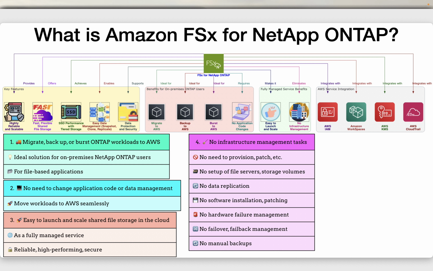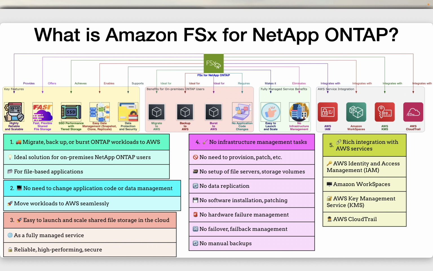With FSx for ONTAP, you no longer have to worry about setting up and provisioning file servers and storage volumes, replicating data, installing and patching file server software, detecting and addressing hardware failures, managing failover and failback, or manually performing backups. FSx for ONTAP also provides rich integration with other AWS services such as, which we have seen, IAM, Identity and Access Management, Amazon WorkSpaces, AWS Key Management Service, and AWS CloudTrail.